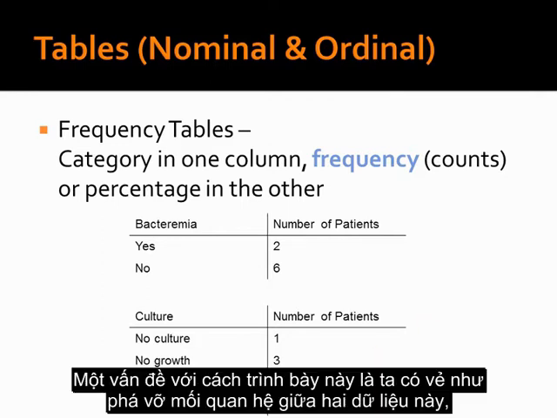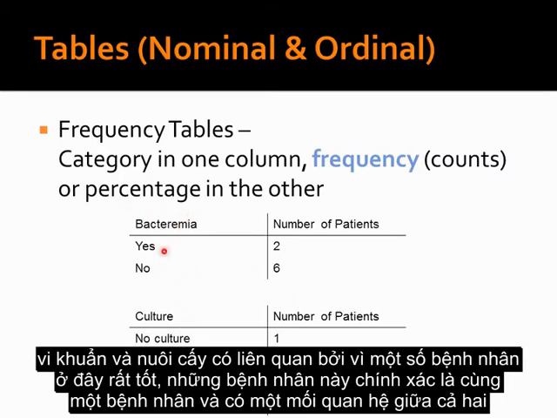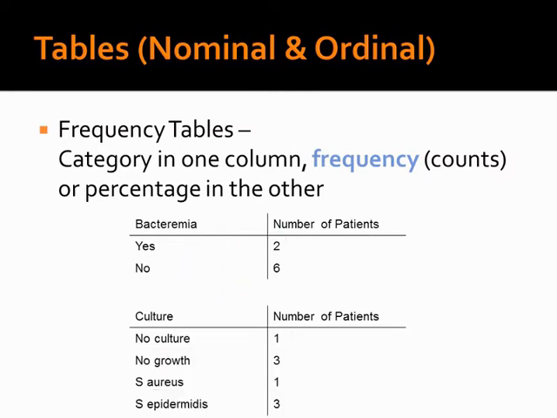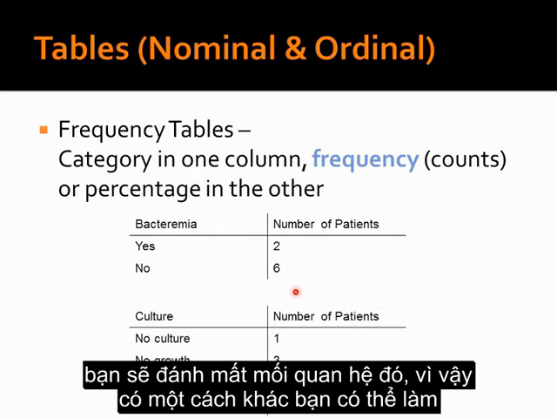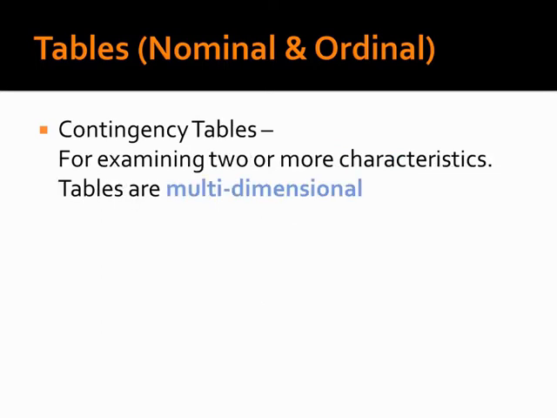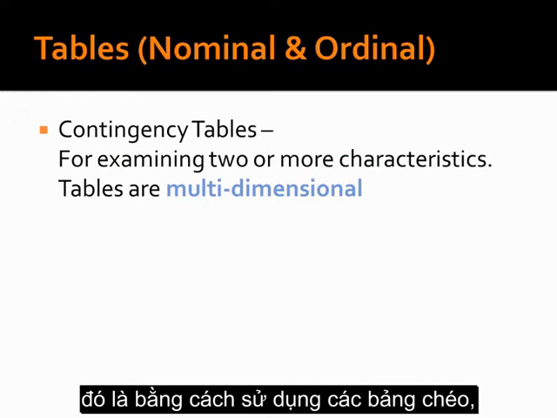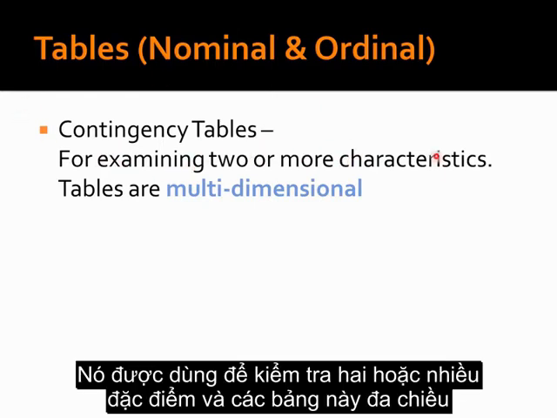Now the problem with doing it this way is, of course, you kind of break the relationship between these two data, the bacteremia and the culture. They are related because the patients here are exactly the same patients here, and there's a relationship between the two. If you put them in two separate tables, you lose that relationship. So there's another way you can do it, and that is by using contingency tables. It's for examining 2 or more characteristics, and these tables then become multi-dimensional.